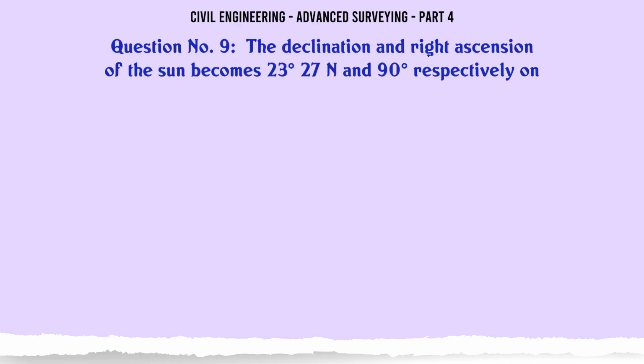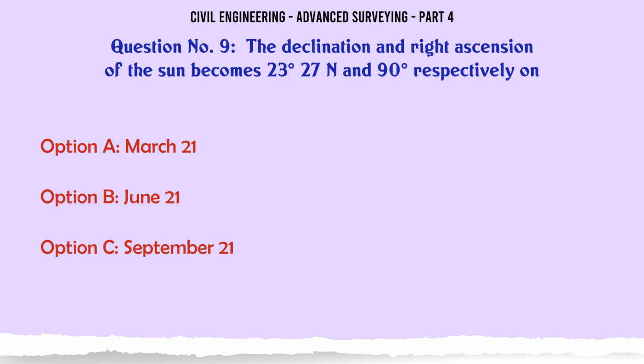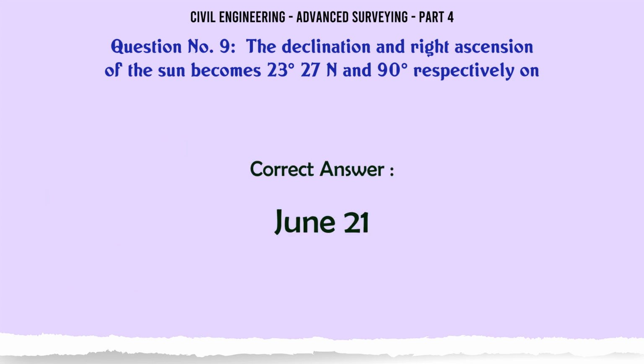The declination and right ascension of the Sun becomes 23°27' N and 90° respectively on A. March 21st, B. June 21st, C. September 21st, D. December 22nd. The correct answer is June 21st.